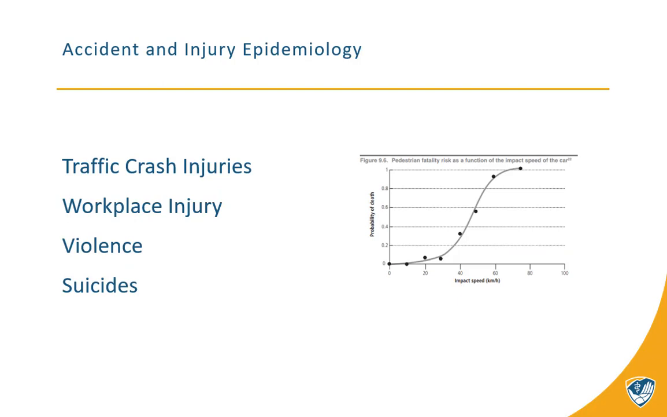So, here's an example. Figure 9.6, pedestrian fatality risk as a function of the impact speed of the car. So, at very low speed, we get a very low probability of death occurring. But as that speed increases, this is that dose-response relationship, we get an increase in the probability of death occurring, to a point where then at certain speeds, everyone dies.